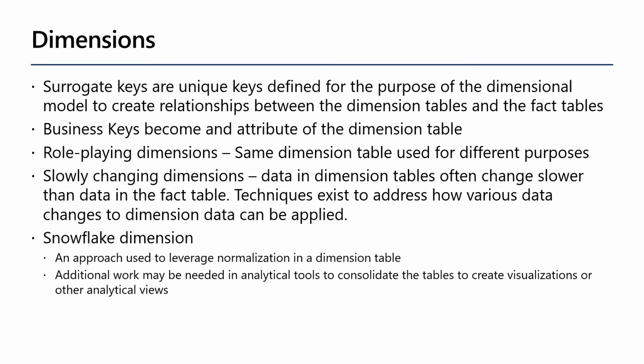The other piece that's important to understand that you may encounter is the idea of slowly changing dimensions. Now, data in a dimension table often changes much more slowly than the fact table. We'll talk more about the fact table in a moment, but the fact table is often increasing at a more rapid pace in the ingestion of data. Information and attributes that we have about customers or products, as an example, are often going to change at a much slower pace.